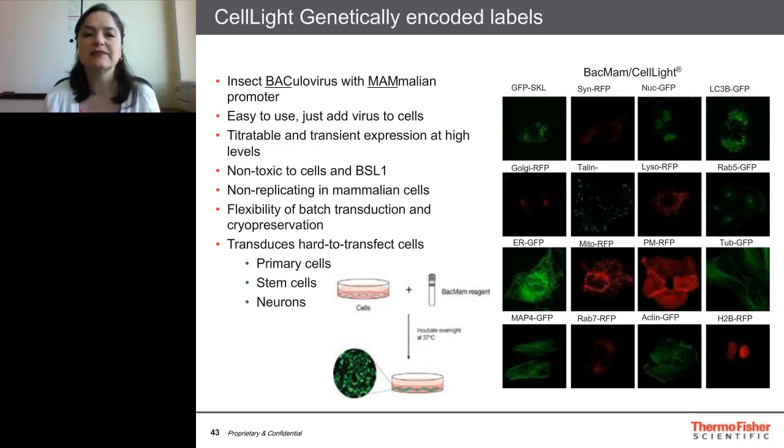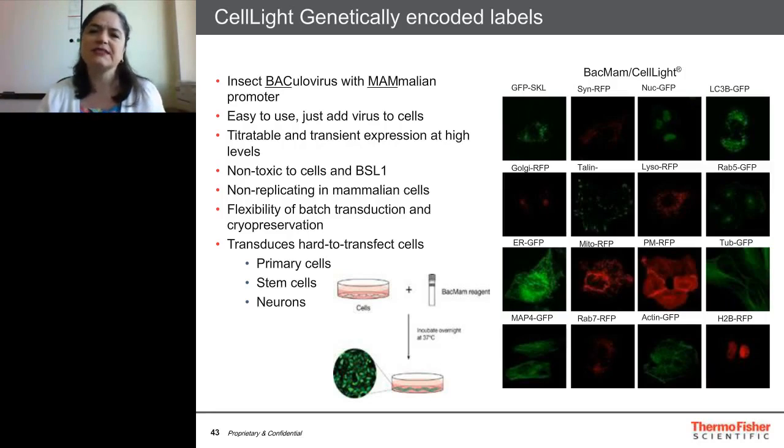But what it does is it delivers the DNA into the cell, but then the DNA has a mammalian promoter. So the BacMam virus is not able to replicate, and the expression of the fluorescent protein targeted to these various structures is driven by a mammalian promoter. And it's really nice because you can have a really nice rate of expression in traditionally hard to transfect cells like primary cells, stem cells, neurons. And you basically pipette it into your plate of cells, and you incubate it overnight, and then by the next day you should have labeled structures.